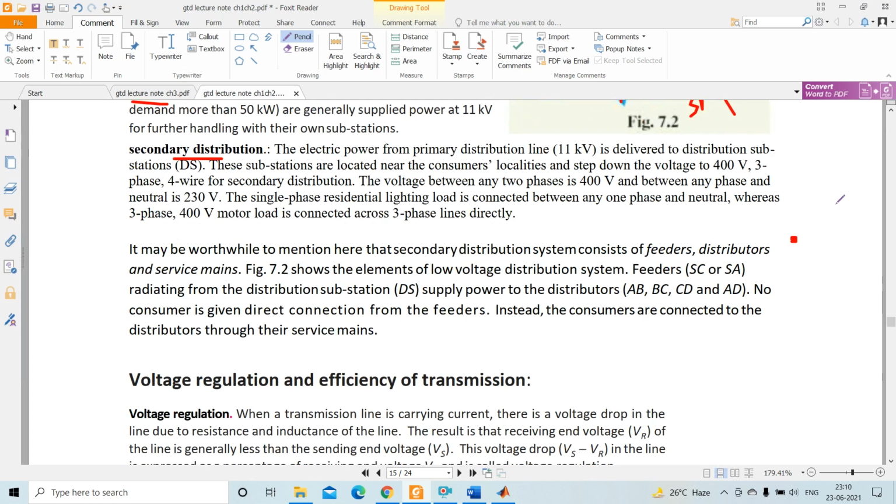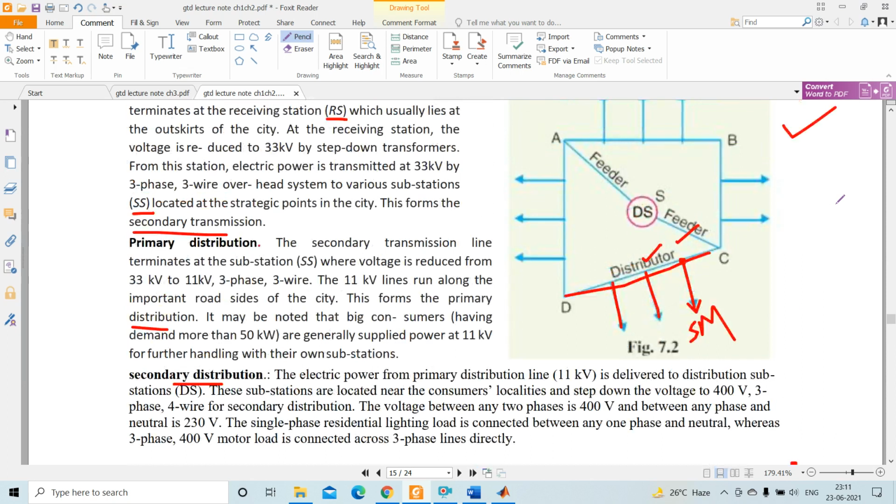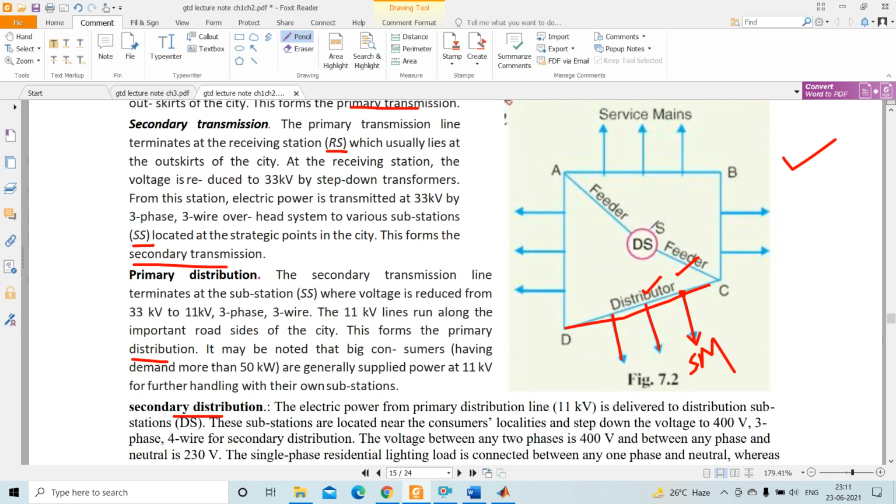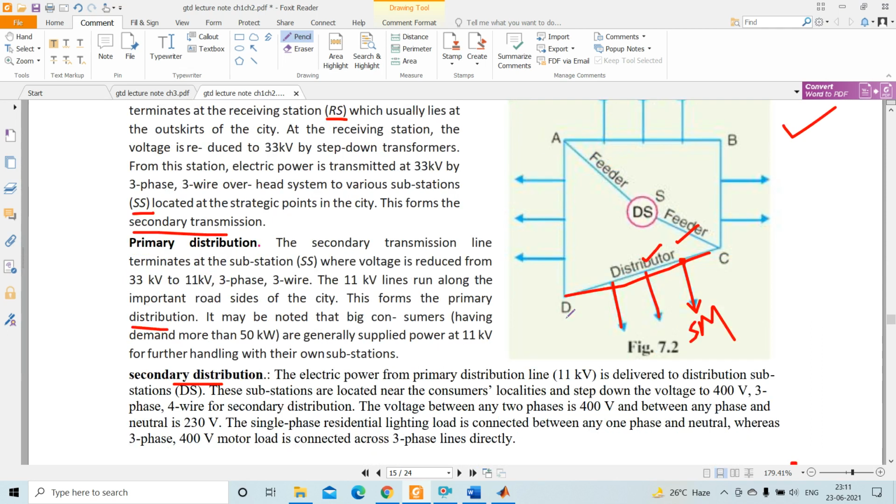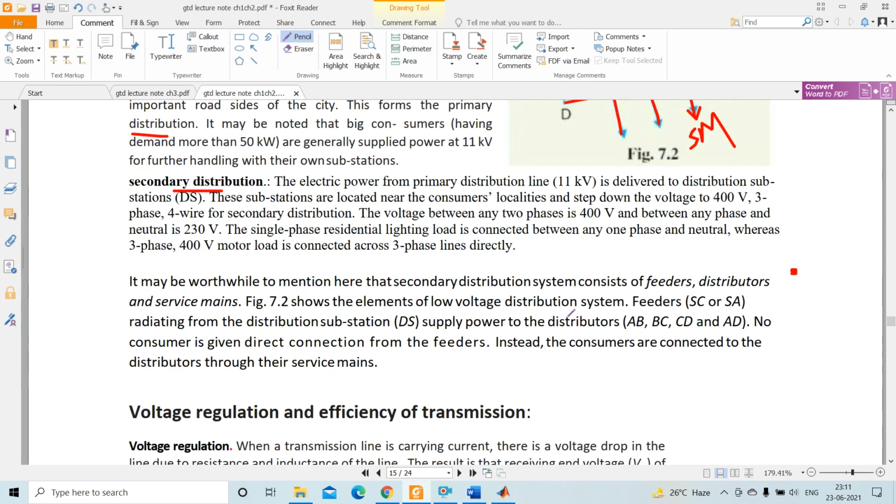Feeder SC or SA radiating from the distribution substation supply power to the distributors AB, BC, CD, DA. This is feeder SC, this is feeder SA, this is the distributor AB, BC, CD, DA, and these arrow marks represent service mains. So this is all about the layout of transmission and distribution scheme.